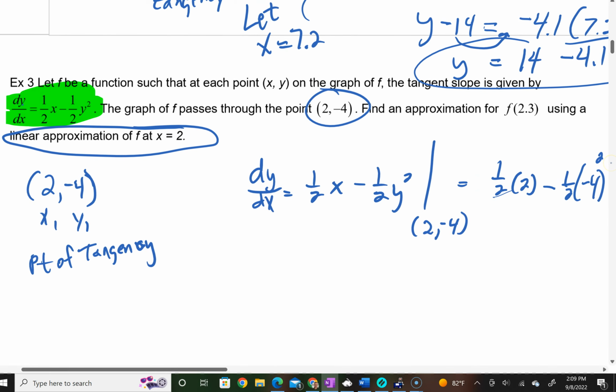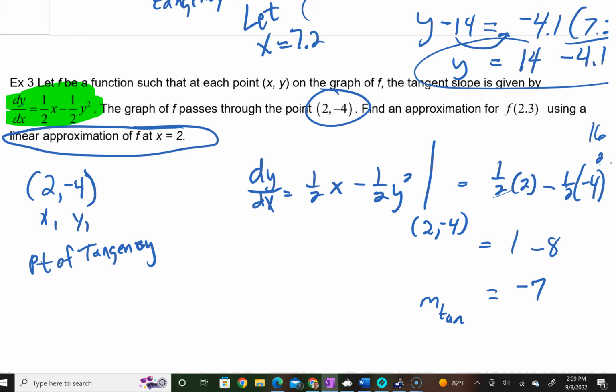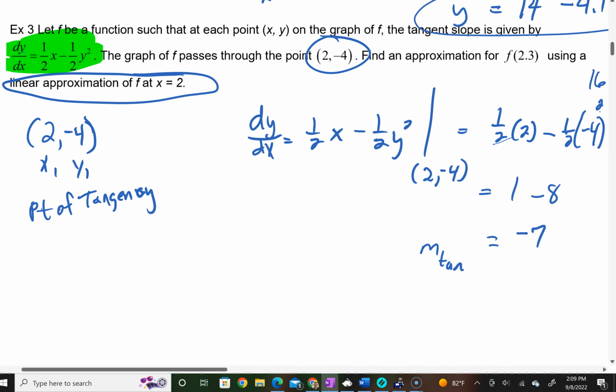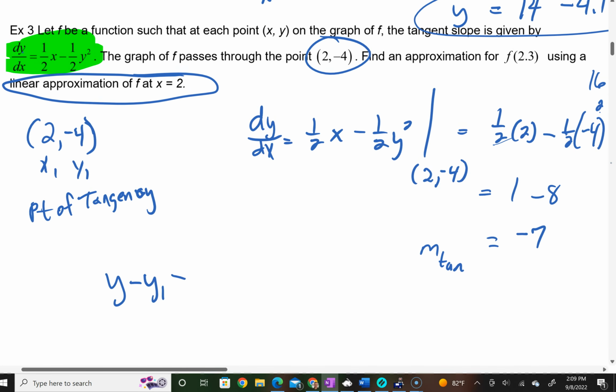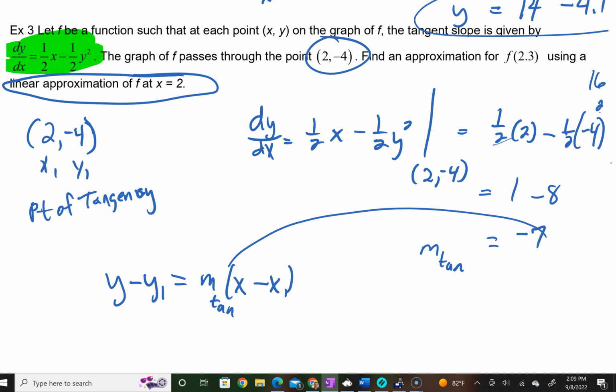And half of 2, well, that's just a 1. Negative 4 squared is positive 16. Half of 16 is 8. So I've got 1 minus 8. I think we all know 1 minus 8 is negative 7. But you know what? You just found the slope of the tangent line at that point of tangency. So we're almost done. I think you're going to see it's a common theme of writing the equation of this tangent line. And then we're going to be able to really get a nice estimate.